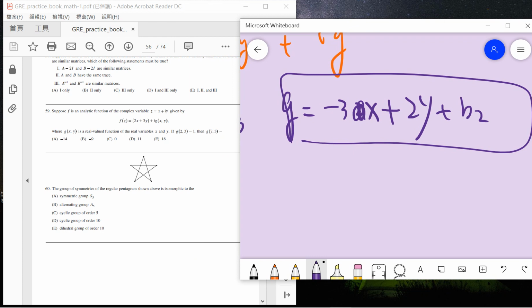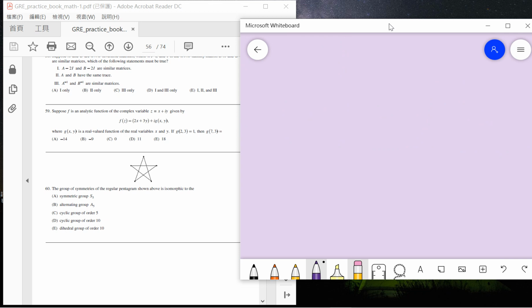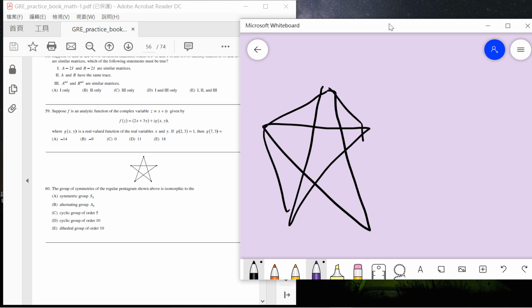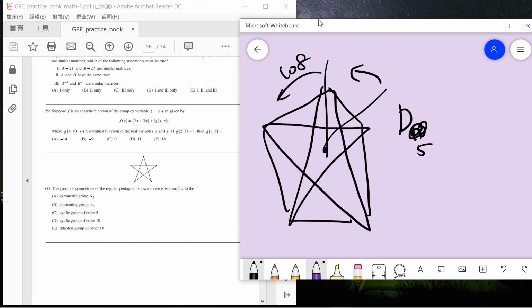Okay, so number 60. Number 60 asks about the symmetry group of this regular pentagon. If you imagine this as a pentagon, then you know that the symmetry group is the dihedral group D5, because you can rotate by 72 degrees, and there are 5 reflection axes. So the group contains 10 elements. So the answer is the dihedral group.